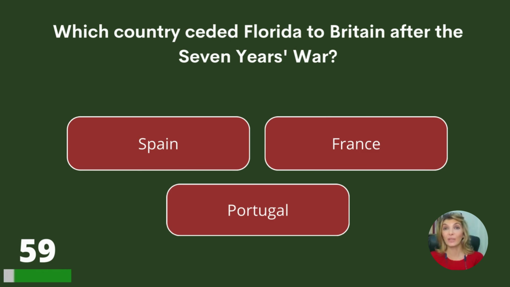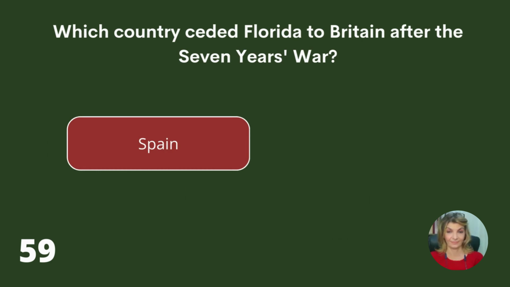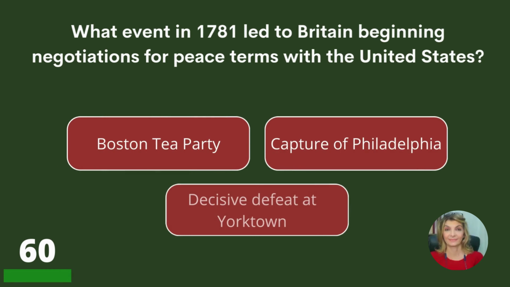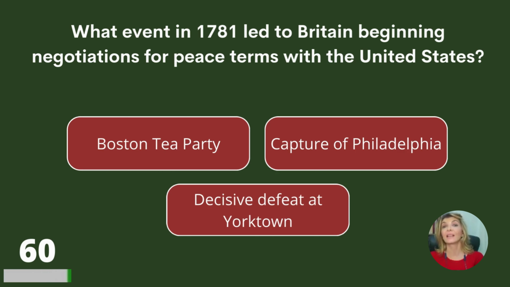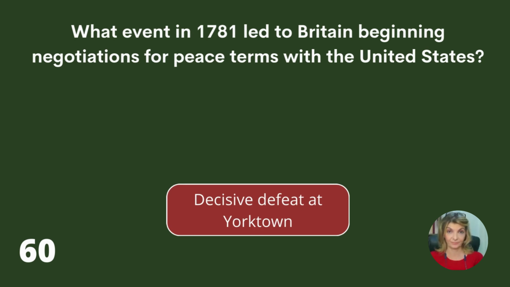Which country ceded Florida to Britain after the 7 Years' War? Spain, France, or Portugal? Spain. What event in 1781 led to Britain beginning negotiations for peace terms with the US? Boston Tea Party, capture of Philadelphia, or decisive defeat at Yorktown? A decisive defeat at Yorktown.